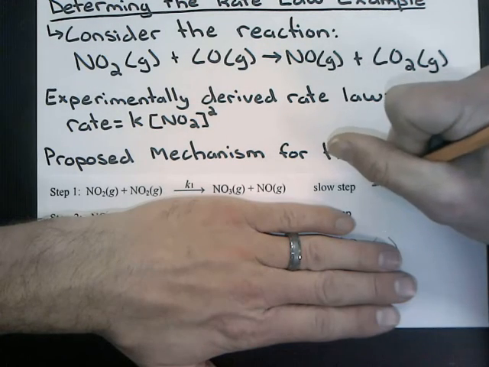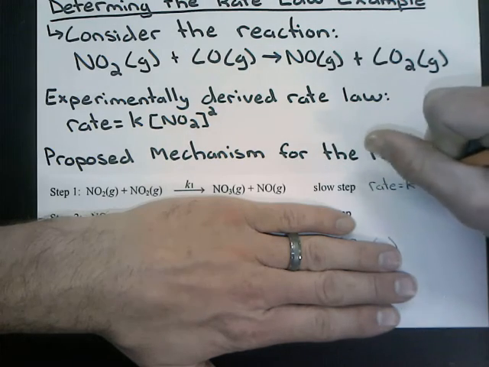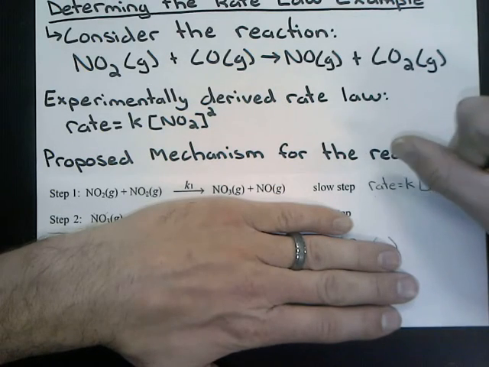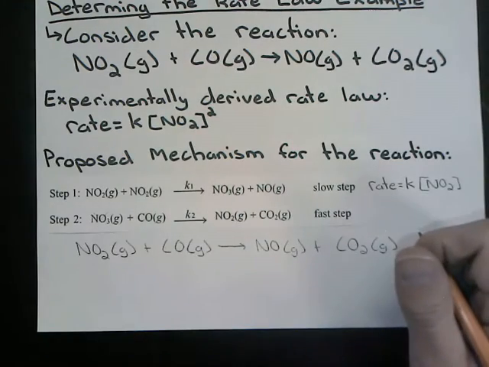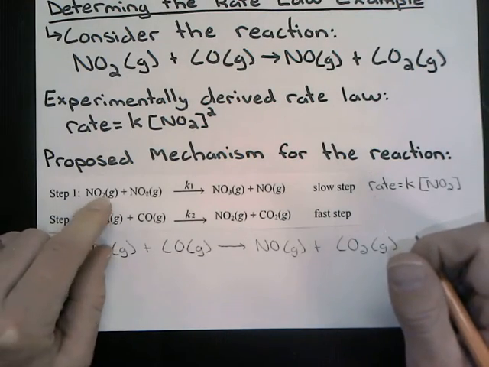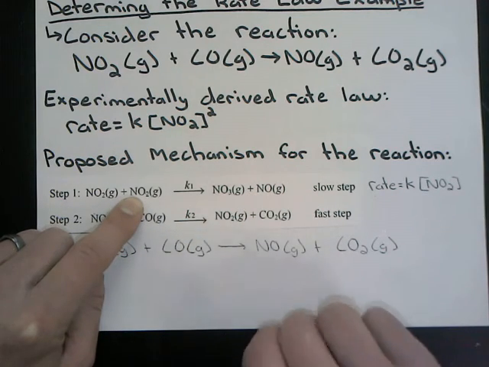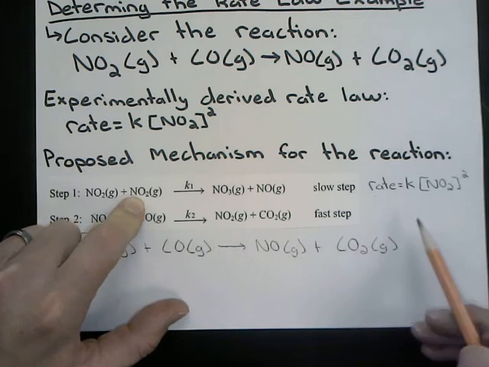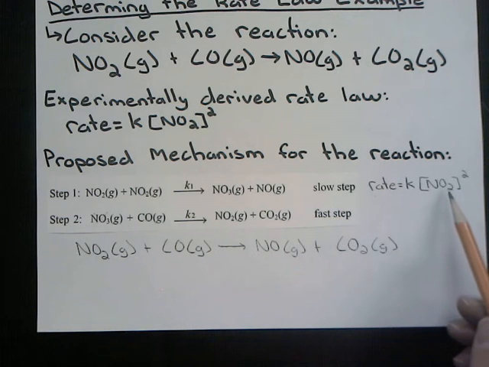And remember, the rate law is equal to k times our reactant, which, our only reactant is NO2. Now, just like we had from our chart, NO2 and NO2, if you add those together, that would be 2 NO2, or a coefficient of 2. So the rate law predicted by the reaction mechanism would be rate equals k times the concentration of NO2 squared.